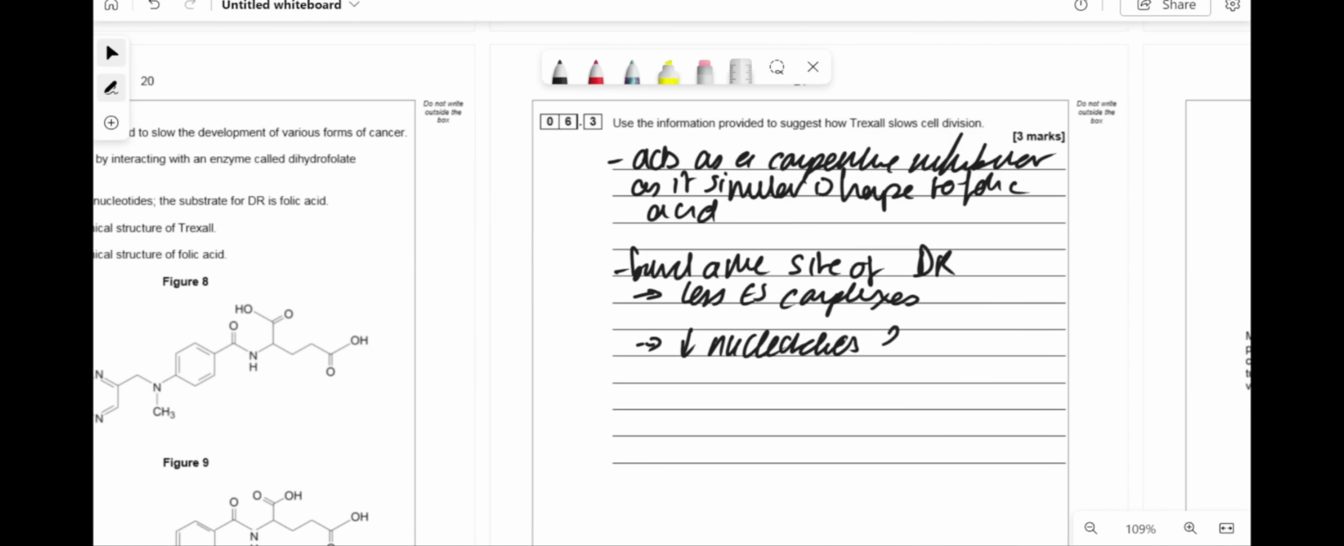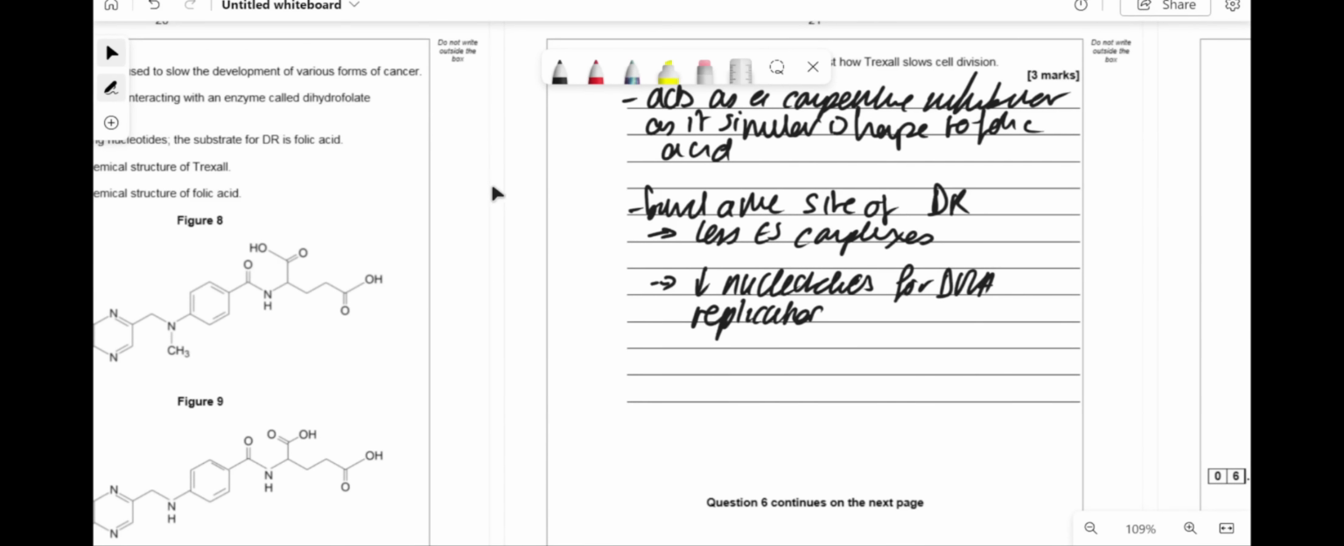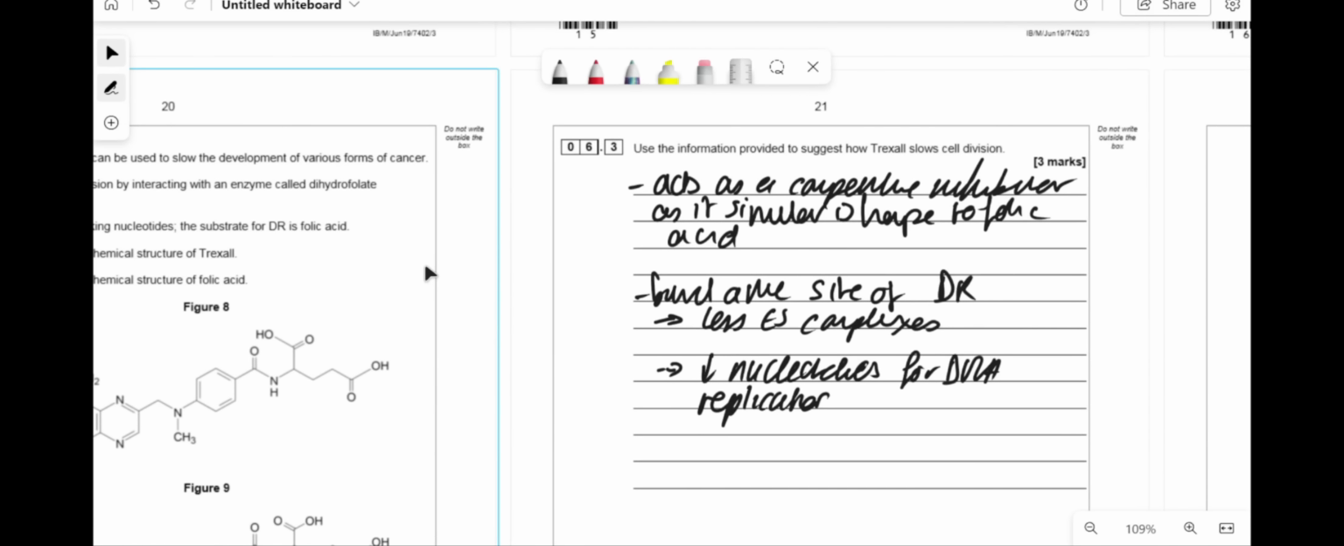for DNA replication. You need to talk about what the actual consequence of that is. A lot of people just jump into competitive inhibitor, binds to active site, less substrate, and then they don't say what the consequences are. You need to say what that does and how it slows cell division. So if you can't do DNA replication, you can't do cell division.